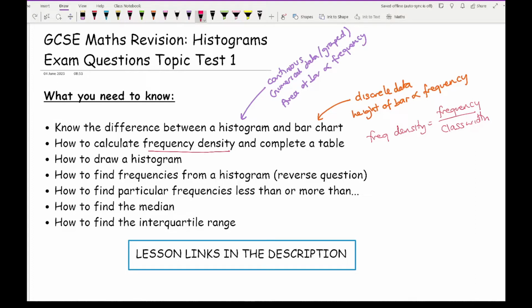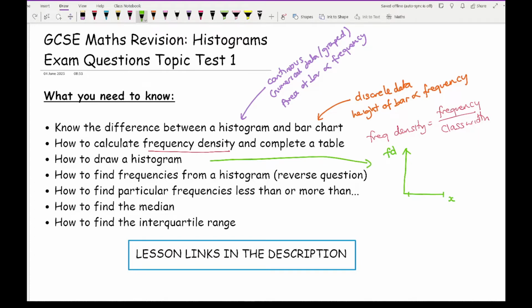Now when drawing a histogram, you need to make sure that you've got your x values, or your group data, going along the bottom, along the x-axis, and you're plotting vertically the frequency density. So make sure you're not making the common mistake that students make, which is plotting it against the frequency. So that kind of leads us into drawing a histogram.